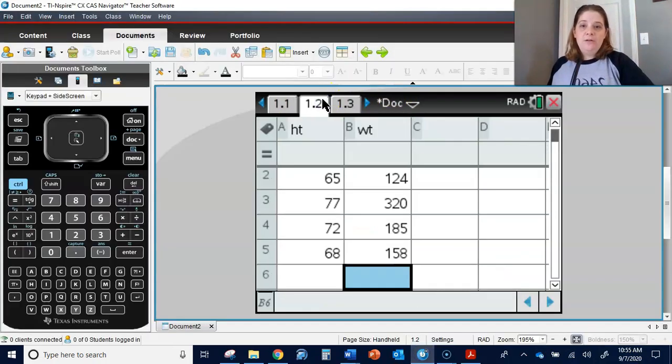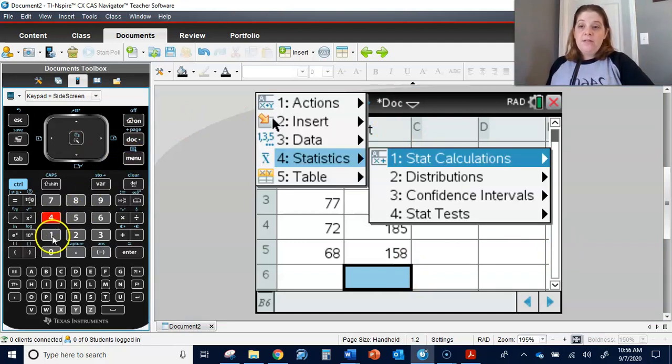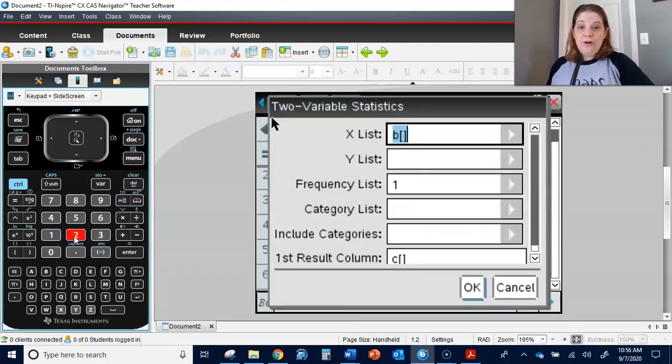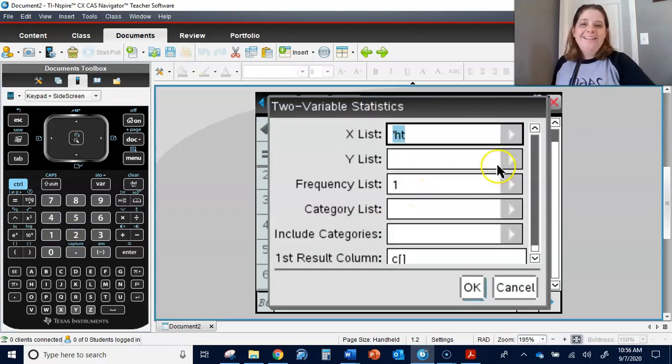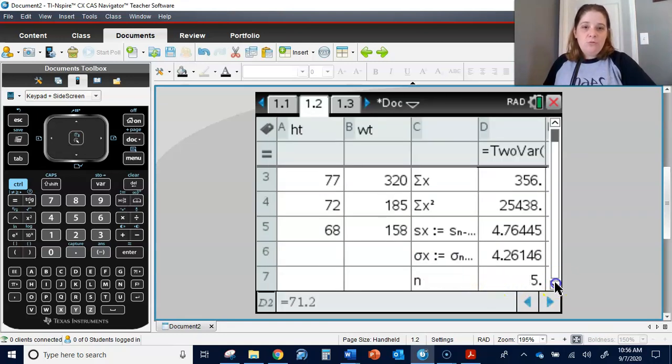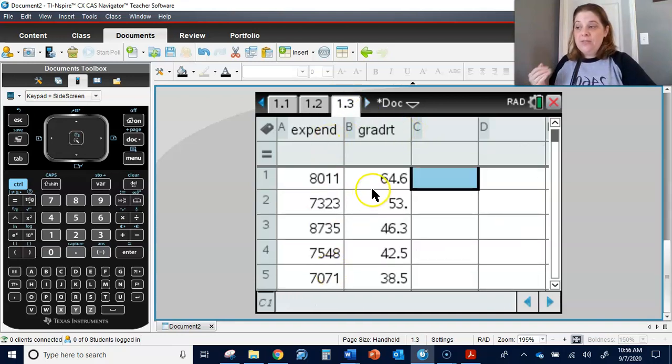I've already got up a screen here, and I've got height and weight, so I've entered those in as an X and a Y. I've got names up here so I can grab them. Menu, statistics, stat calculations, 2 variable statistics. My X list was, and now I can't remember which one was height and weight. X was height, and my weight was Y. I'm going to click OK, and I'm going to scroll until I find R, 0.961.